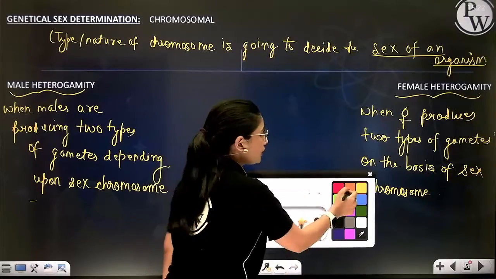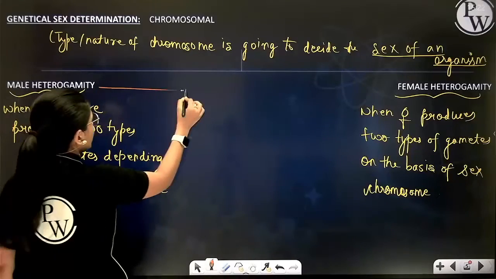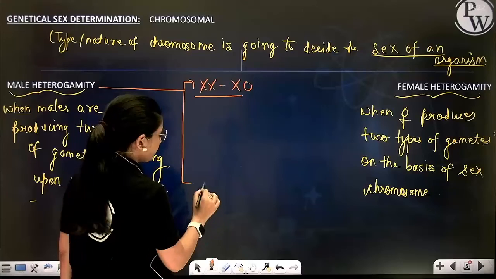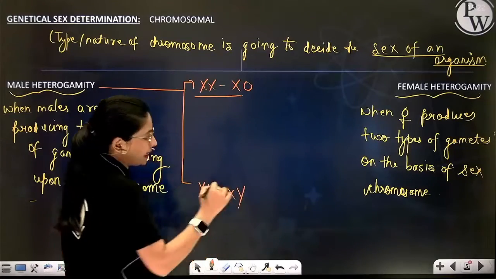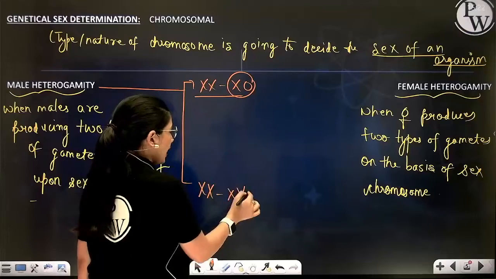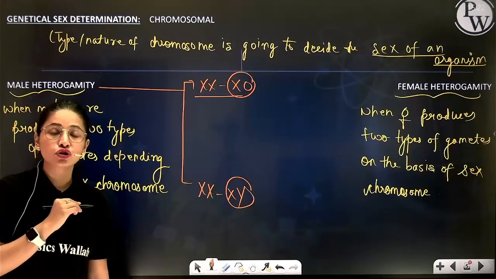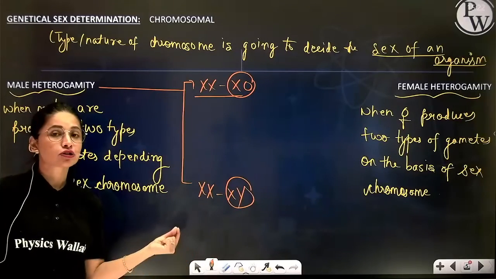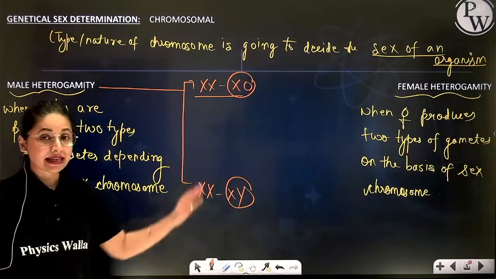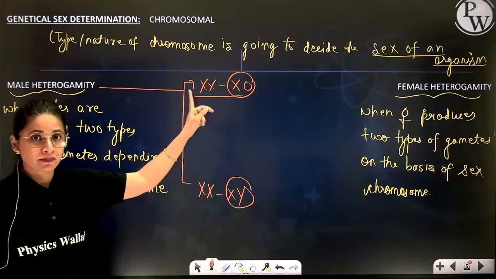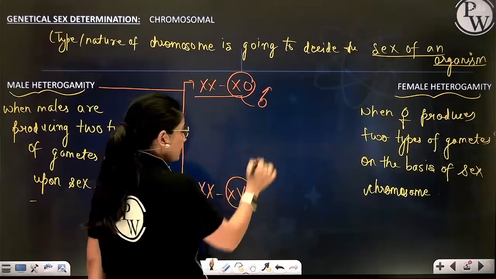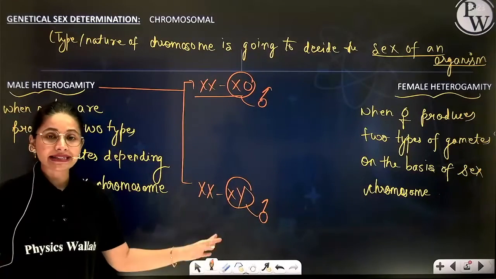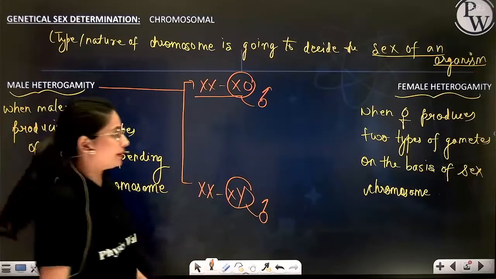Beta, under male heterogamety, we are going to study two types, XX-XO type and XX-XY type, where this XO and XY are representing the chromosomes of the male, whereas XX, you can see these are the sex chromosomes of the female. You can see the male chromosomes are of different type. Here also this is the male sex chromosome and here also this is the male sex chromosome, which is of different type. Hence it is classified under male heterogamety.